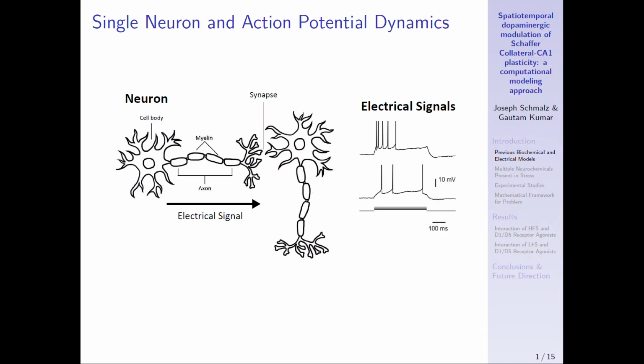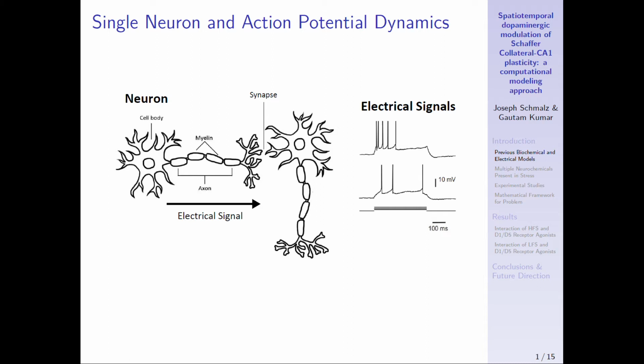Since the 1950s, electrical models of the membrane potential of single neurons have existed. Typically, these models capture the membrane potential of the cell body of the neuron. Similar to a real neuron, when enough excitatory input from the dendrites enters the cell body, an action potential occurs, which is a rapid depolarization of the membrane potential followed by a rapid repolarization, as you can see in the plots on the right. When an action potential occurs, the depolarization travels down the axon.